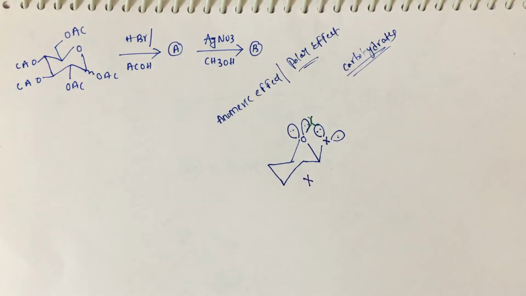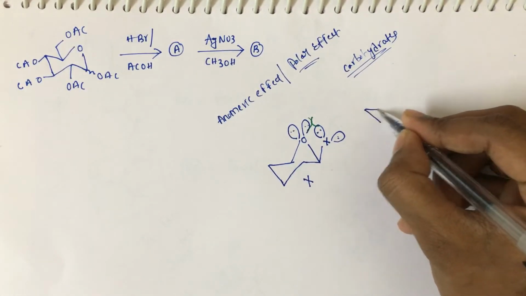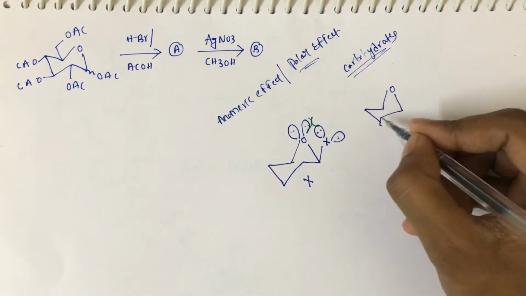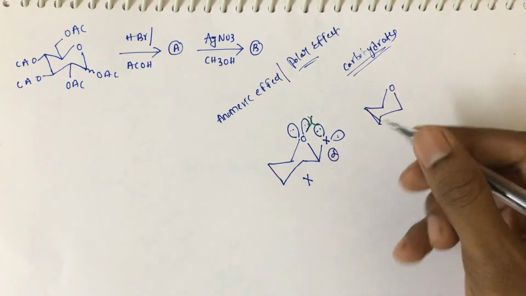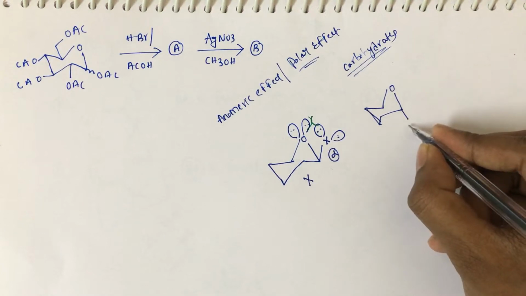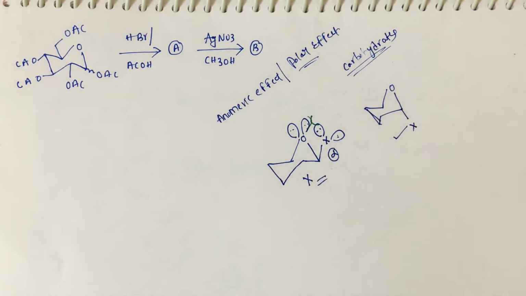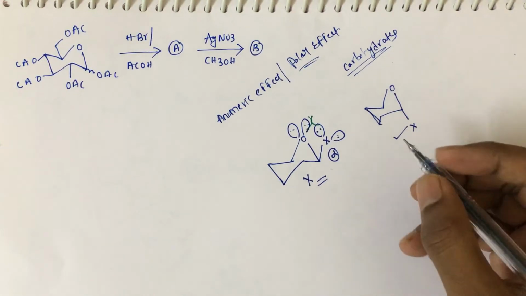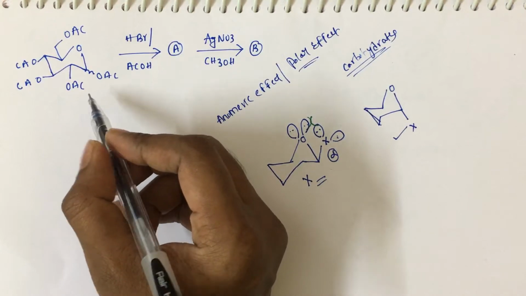What is favorable here is the axial attack. Sorry, here we should not call it axial and equatorial. This is alpha attack, the alpha face we can say, and this is beta. So this attack will be favorable compared to this. This is what we need to see. This is called the anomeric effect. And in this case, this is simply a substitution.